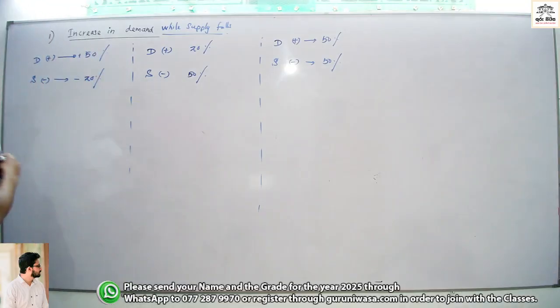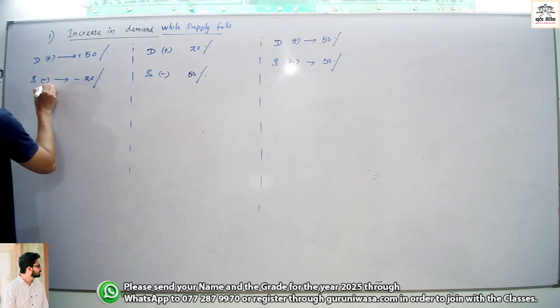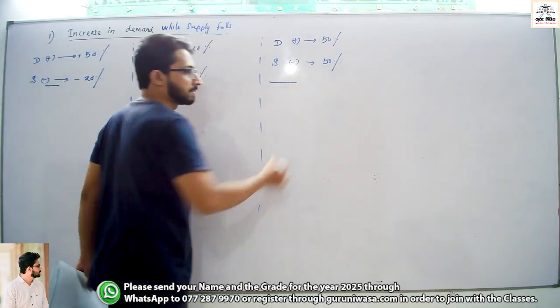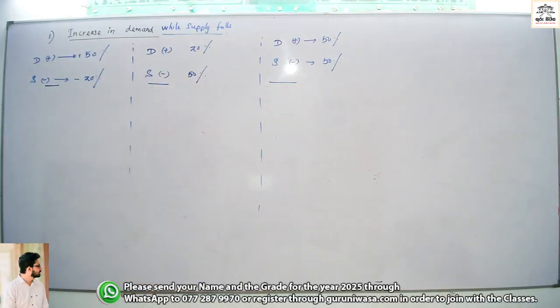This is your time. Do it. First step is to draw the original demand and supply diagram. Are you clear, Kalana, Deepna, Sanuli? Clear, sir. Okay.